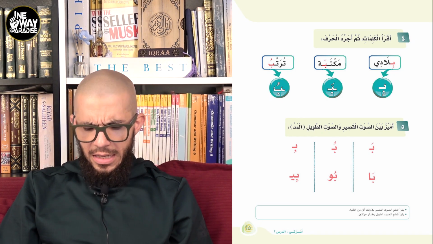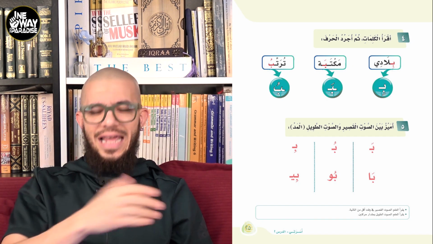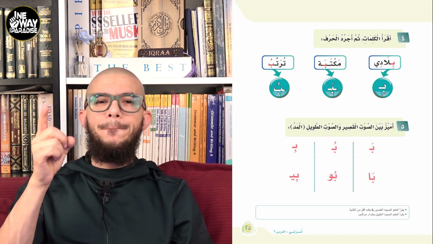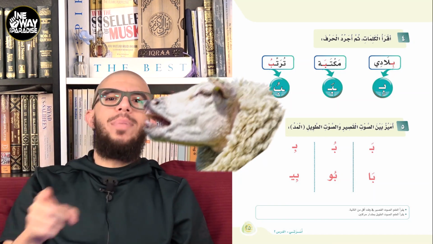Yeah. Then it says, I distinguish between the short sound and the long sound. Oh, there you go. They gave it to you even easier. So you have ba, bu, bi, because it has a short vowel. Then you have ba, bu, bi.